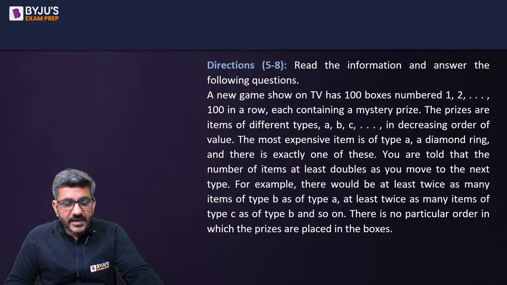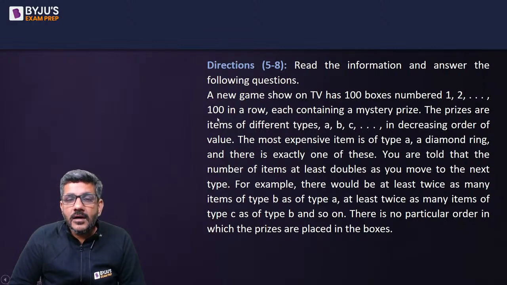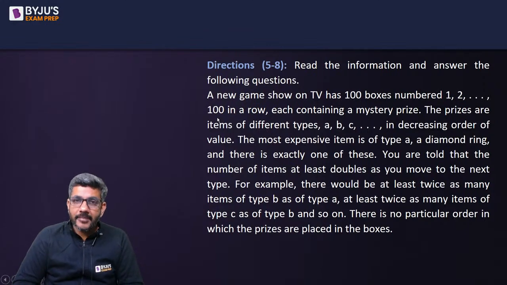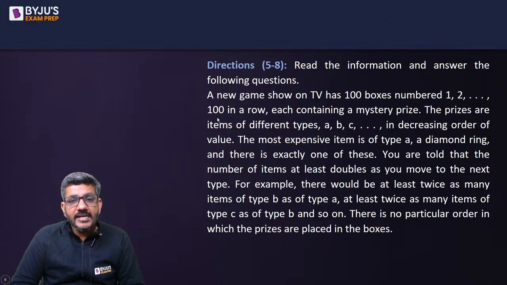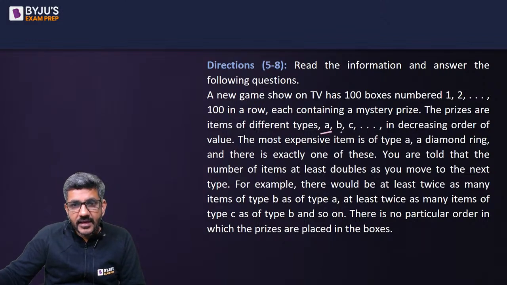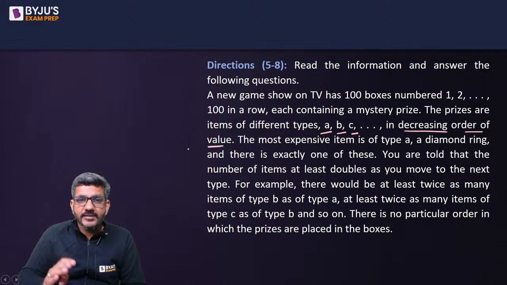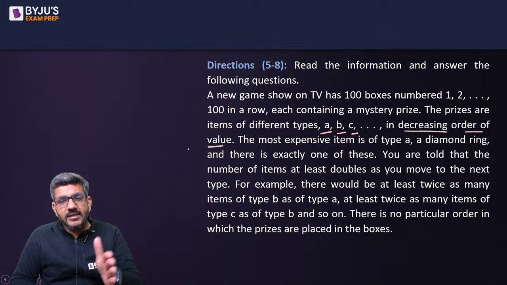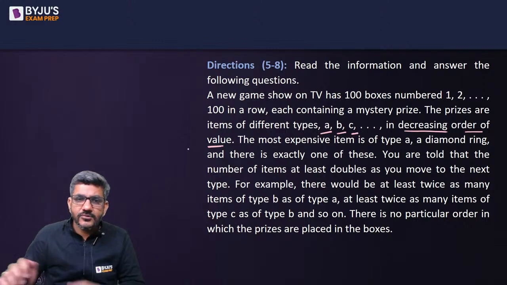I'm sure you all have read it, so let's do it together now. A new game show on TV has 100 boxes numbered 1, 2, 3 up to 100, each containing a mystery prize. The prizes are items of different types, that is A, B, C, etc. These are types in decreasing order of value. So their values are decreasing. So value of type A is something, value of type B is less than that, value of type C is less than that, and so on and so forth.